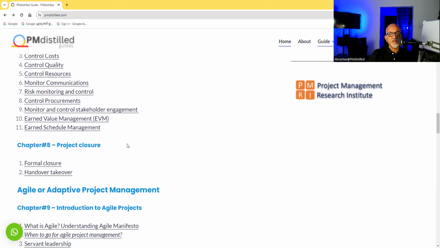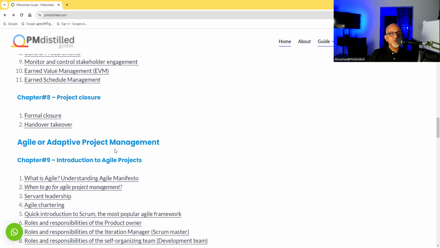Then we discuss more about project closure, how to formally close a project, what are the steps involved. Then we switch to agile or adaptive project management.